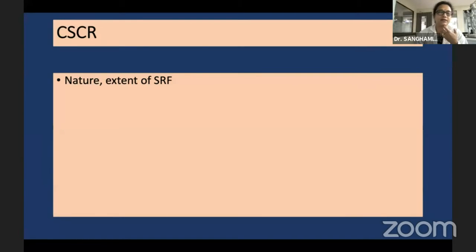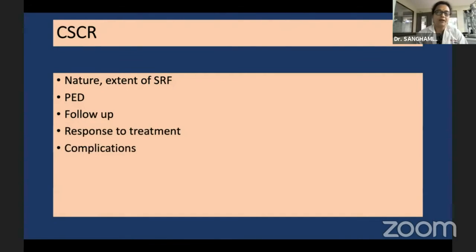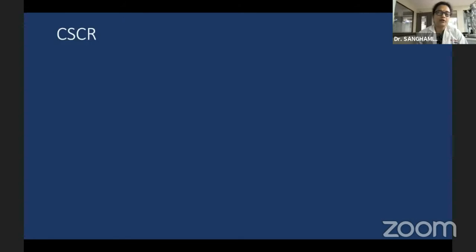In case of central serous retinopathy, it tells us about the nature and extent of the SRF, if there is presence of PED, follow-up of the patient, response to treatment, any complications that arise either in a chronic CSR, where there may be foveal atrophy, or in case of a long-standing CSR, sometimes you find a CNVM. It helps to differentiate between an acute and a chronic CSR, and is a prognosticating aid also.